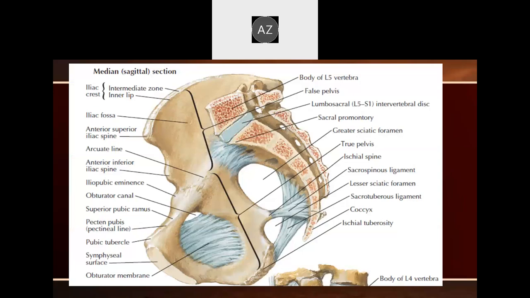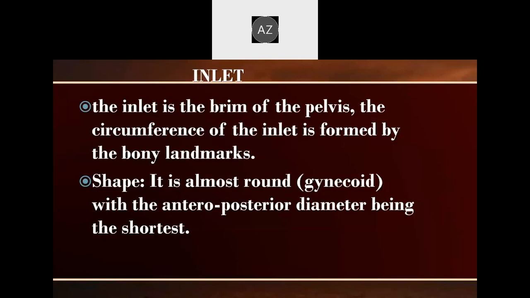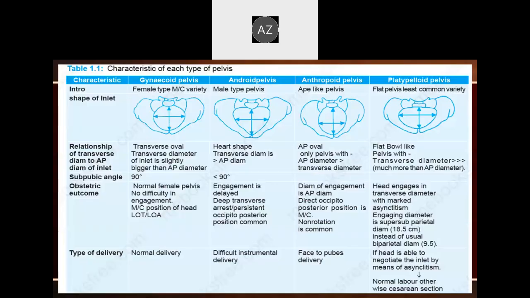Then we have the inlet. The inlet is the brim of the pelvis that we've seen. The circumference of the inlet is formed by the bony landmarks that we've said. The shape of it is gynecoid. We're going to see the differences here. You can look at them here. So we have the gynecoid.